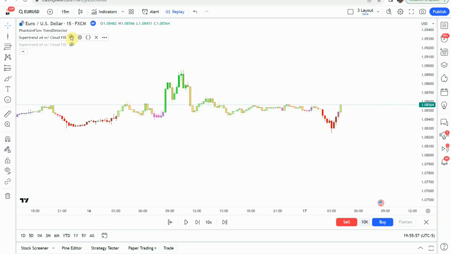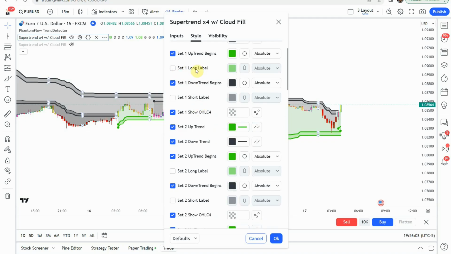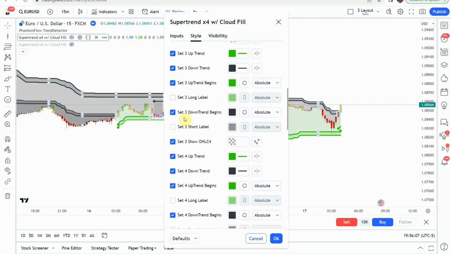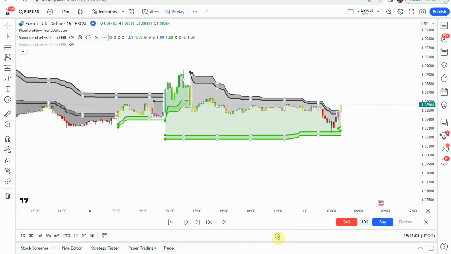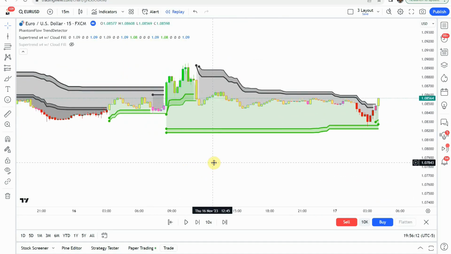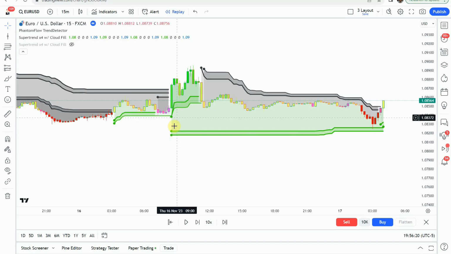And so what we did was went in again per the source video, and we turned off the set 1 long and short labels, set 2 same, set 3 same, and set 4 same. And so basically just turn off all the labels on this. And so what we're looking for is when the Super Trend indicator goes all green. So all of the Super Trend indicators are green, and we have a green bar on price action.